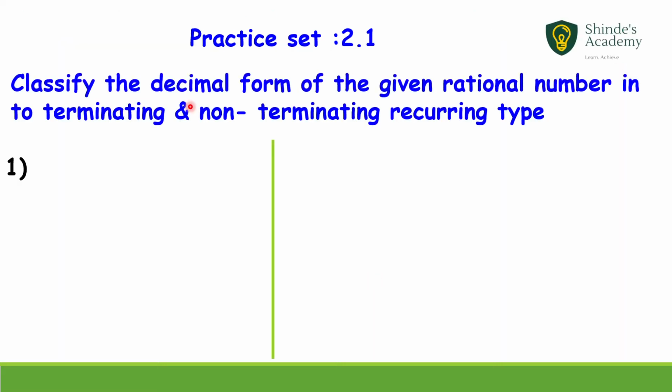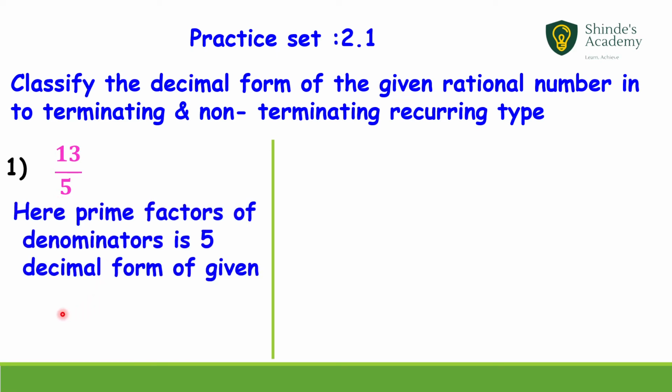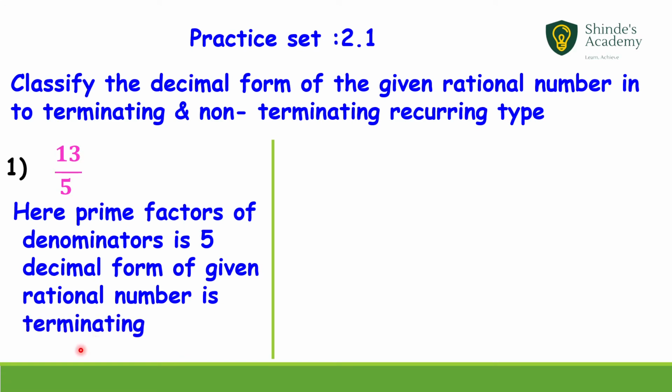Practice set 2.1. Classify the decimal form of the given rational numbers into terminating and non-terminating recurring type. We know that if the factors of the denominator are only 2 or 5, then the decimal expansion of the fraction is terminating. And if the prime factors of the denominator are other than 2 or 5, then the decimal expansion of the given fraction is non-terminating recurring type. 13 upon 5. Observe that here the denominator is 5. Therefore the factor of the denominator is only 5. Therefore the decimal form of the given rational number is terminating.